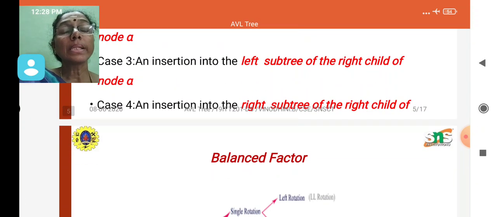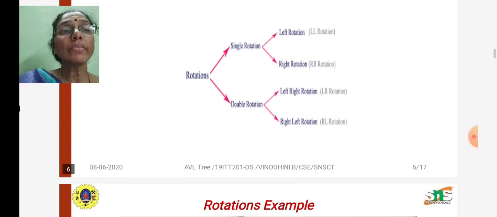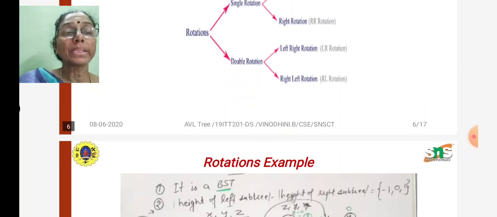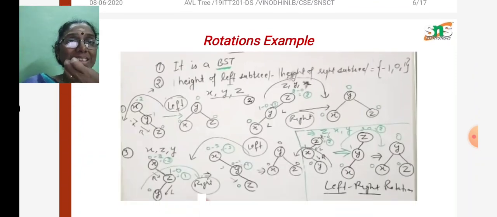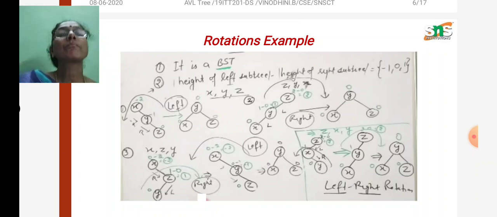So this is an introduction to the AVL tree. Whenever we do insertion and deletion, we have to check whether the tree is imbalanced or not. If it is, we have to do the rotation. For example, suppose you want to insert elements in the order x, y, z. That is the right subtree of the right child. So what rotation are we doing? We do a single left rotation.